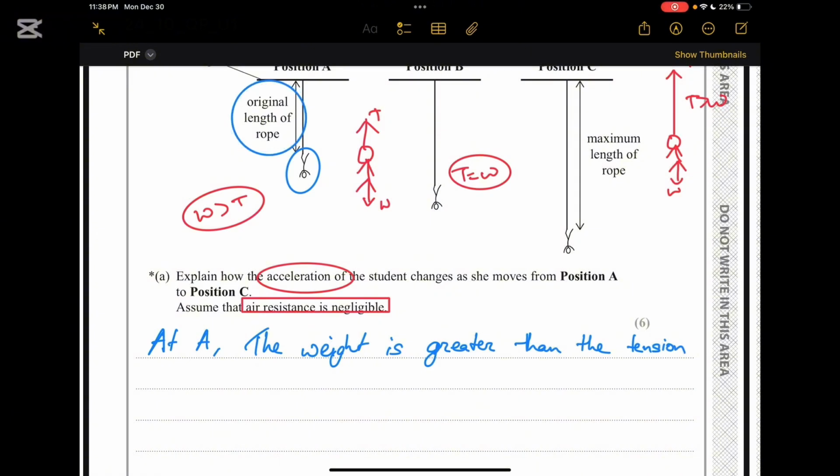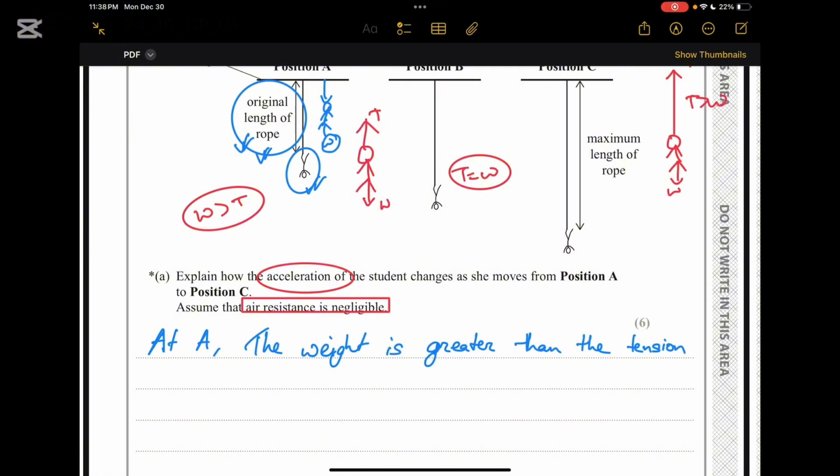So when it started falling from here, if it was right here, the only force that is acting right here is its weight, because the tension will start working when the student exceeds the original length of the rope. At that time it will stretch the length of the rope. When you stretch the length of the rope, only at that time the tension starts working. So it is equal at the moment. So the weight is greater than the tension.